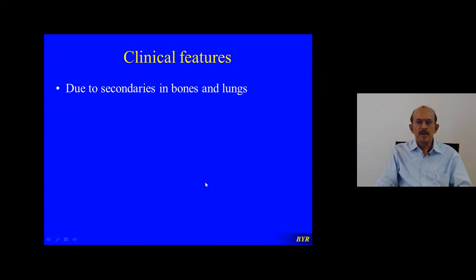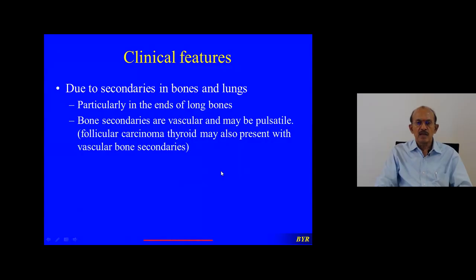Then some patients may manifest due to secondaries in the bones and lungs, particularly the ends of the long bones. Bone secondaries are very vascular and may be pulsatile. Because this tumor spreads mostly by bloodstream, it metastasizes to the bones, and the bone secondaries are vascular and may be pulsatile. It has so much arterial supply that it may actually pulsate. Follicular carcinoma of thyroid may also present with vascular bony secondaries.